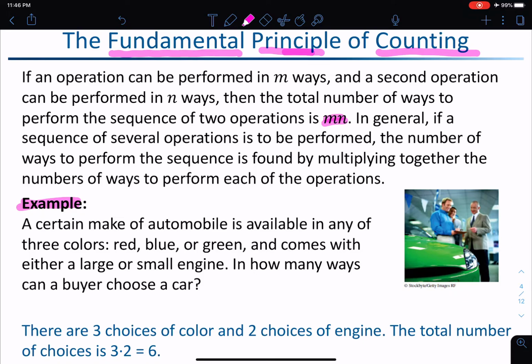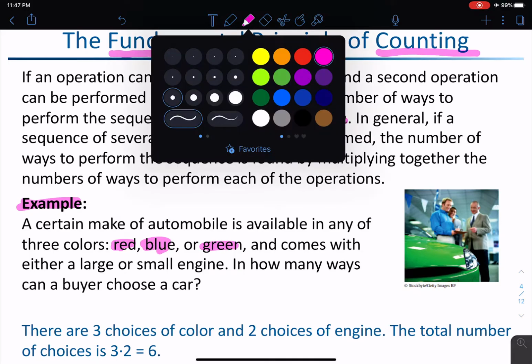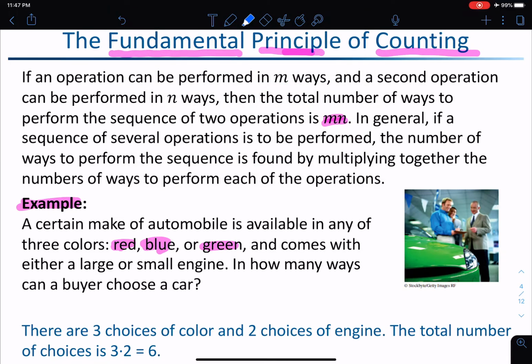It says a certain make of automobile is available in any of 3 colors. So available in red, blue, or green. And it comes with engine sizes that are large or small. In how many ways can a buyer choose a car?